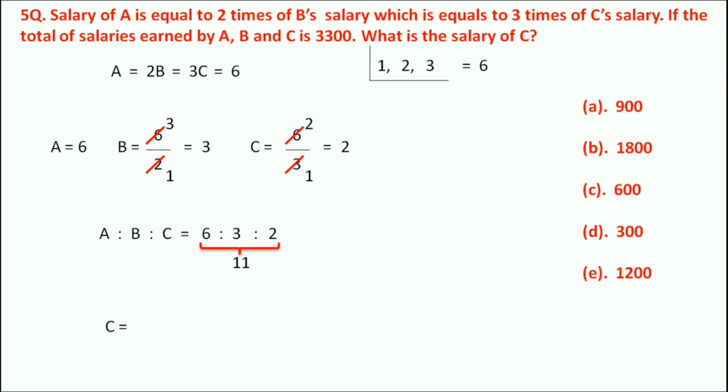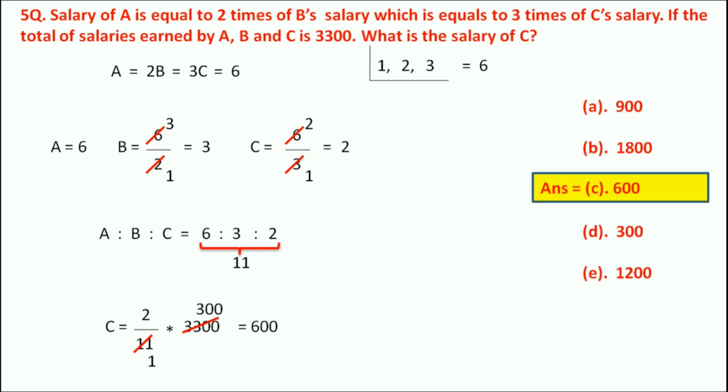That means, for every 11 parts of the total salaries, C's salary is 2 parts. We can also say C's share is equal to 2 by 11th of the total salary, that is 3,300. 11 ones are 11, 11 300s are 3,300. 2 300s are 600. Therefore C's salary is equal to 600. Let us solve the next problem.